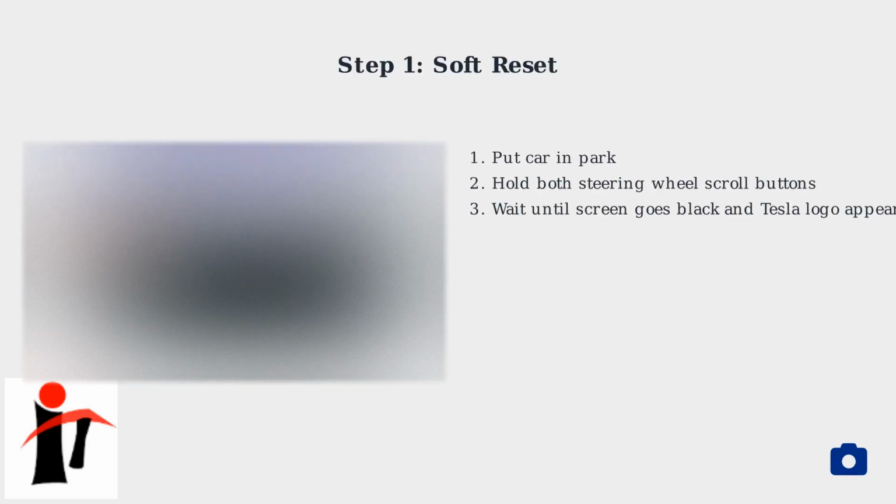First, try a soft reset of your Tesla Model 3. Put the car in park, then hold down both scroll buttons on the steering wheel simultaneously until the touchscreen goes completely black and the Tesla logo appears. This usually takes about 30 seconds and can resolve temporary software glitches affecting the reverse camera.